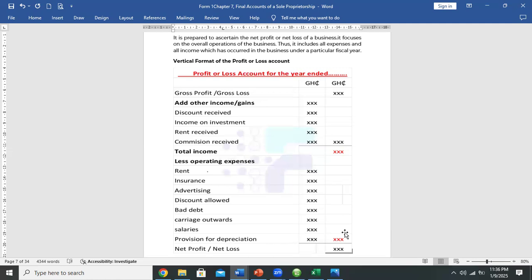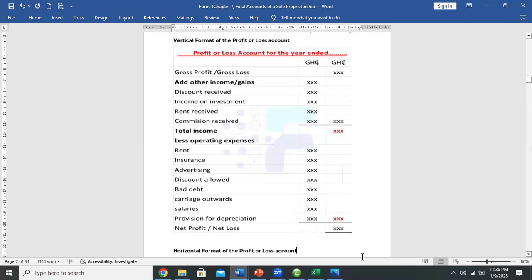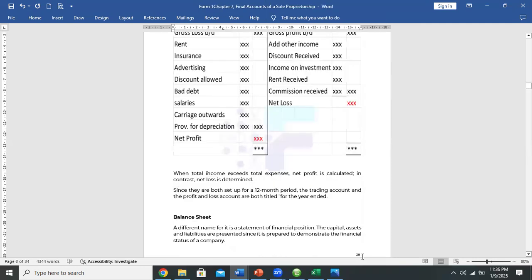Okay, great. So dear professors, I think we'll pick one example and see how to prepare this profit and loss account. Any question for me?